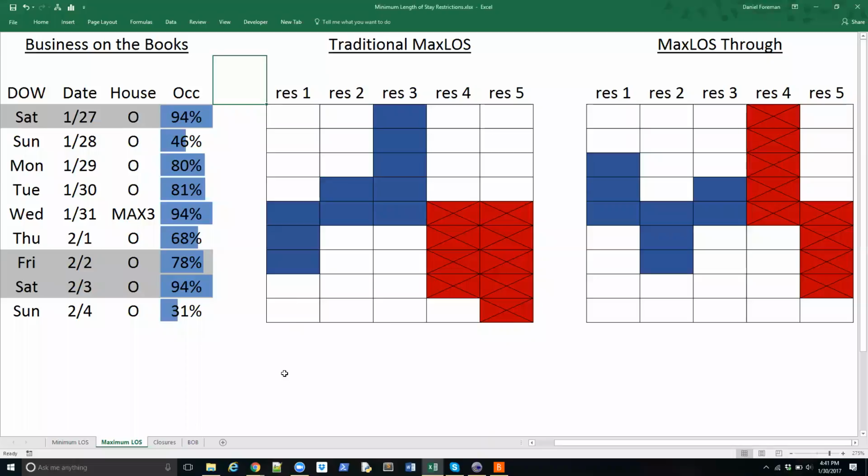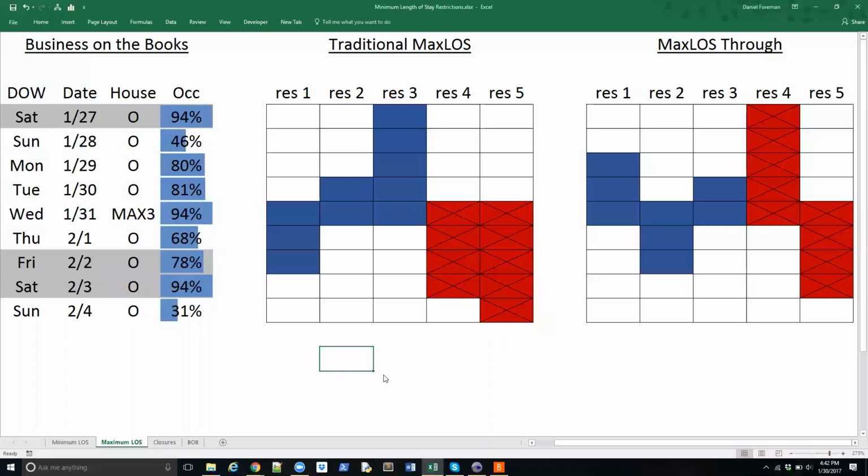So the next restriction is going to be, let's take a look here. The next restriction is going to be the maximum length of stay. So again, there are the 2 different types of maximum length of stay. There is the traditional, and then there's also the max stay through. Sorry, I lost my video there for a second. So let's start with the traditional maximum length of stay. This one is only going to affect Wednesday night and arrival for Wednesday night.